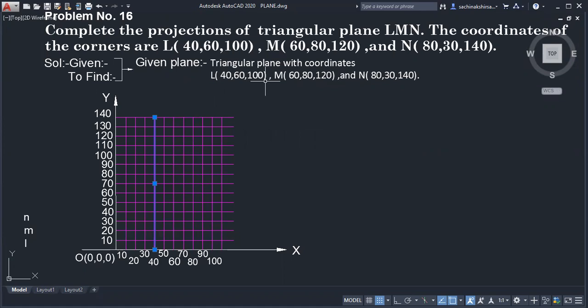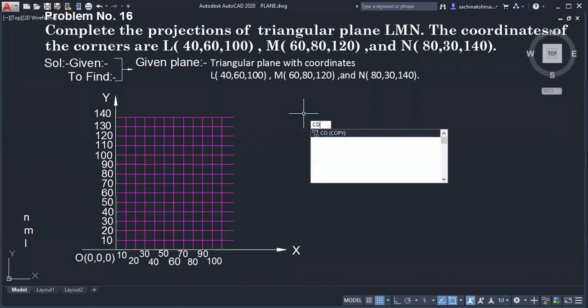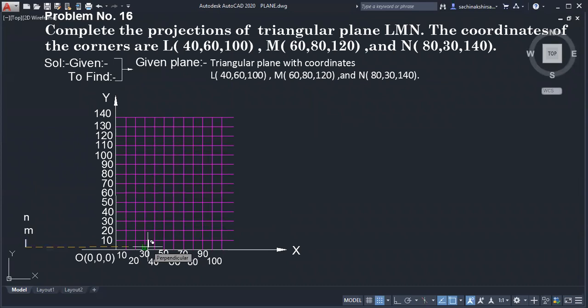That line, and then 60 and 100. So 60 will be this horizontal line, and 100 will be this one. The intersection of these will be L dash and L. So I will look at this point L. So how is it? 40, 60. So 40 will be this, and 60 will be here. We can locate it in this way. A 100 means here. So this will be your 40 and 60. Here two points will be there and you can join. So this will be your L point.